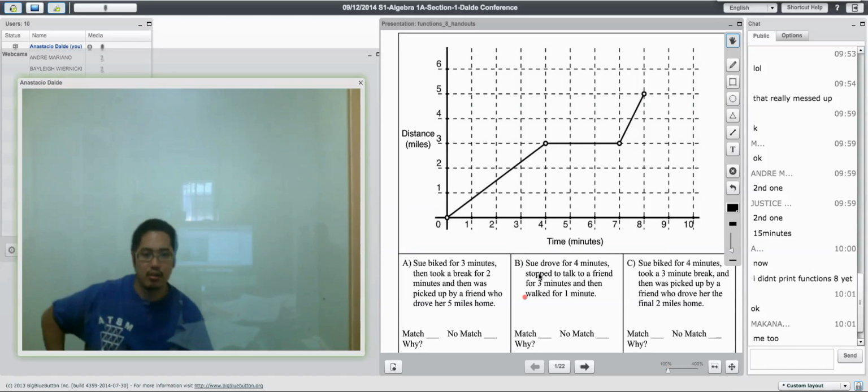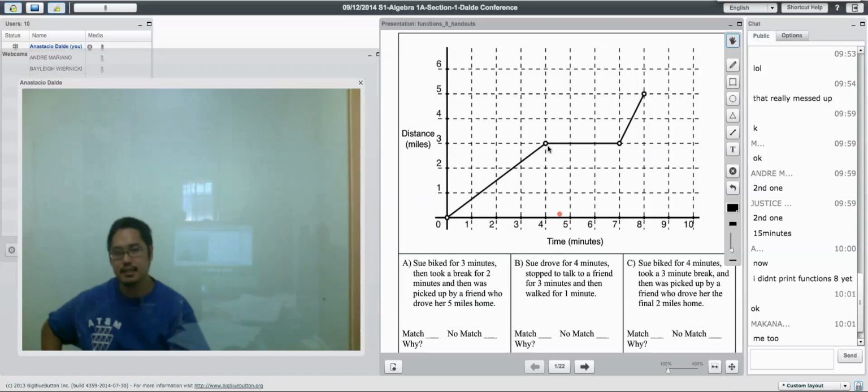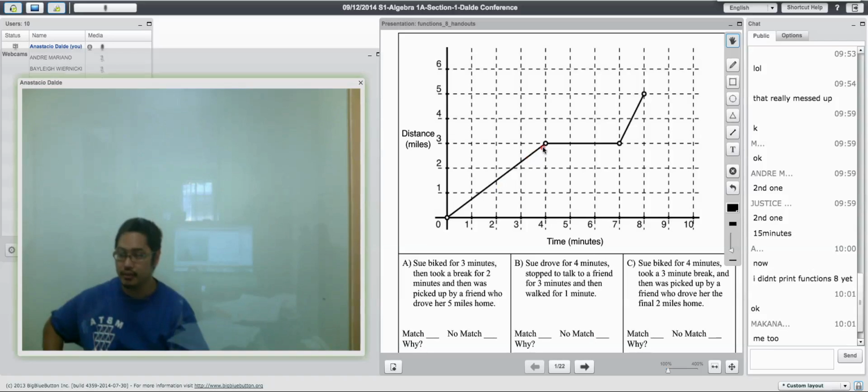Sue drove for 4 minutes. She stopped to talk to a friend for 3 minutes and then walked for 1 more minute. Would you guys think that this is the graph now? She did drive for 4 minutes. She was moving for 4 minutes, right? I agree. She talked to a friend for 3 minutes. That is accurate. Then she walked for 1 minute. Would you guys say that that is accurate?